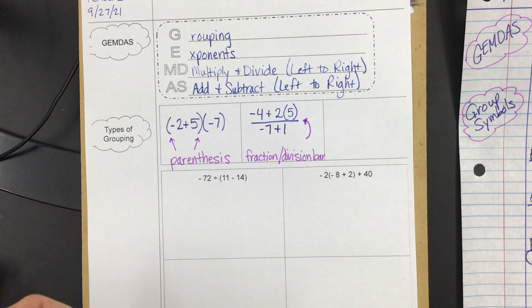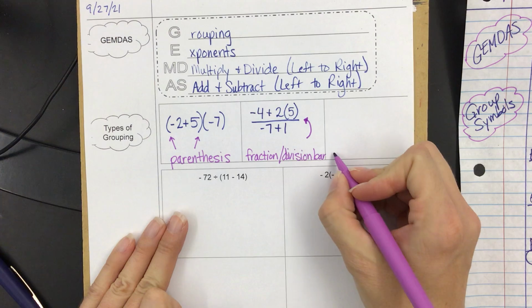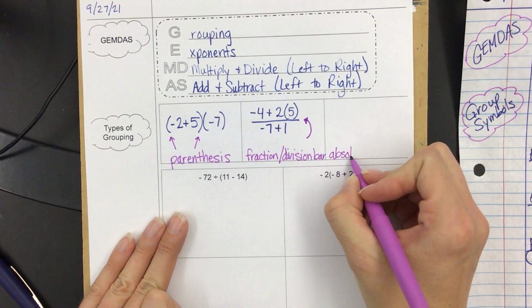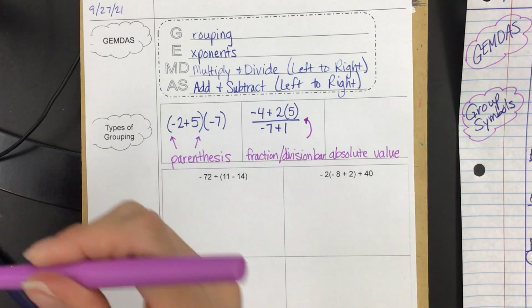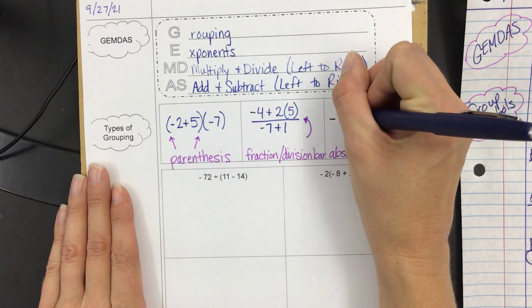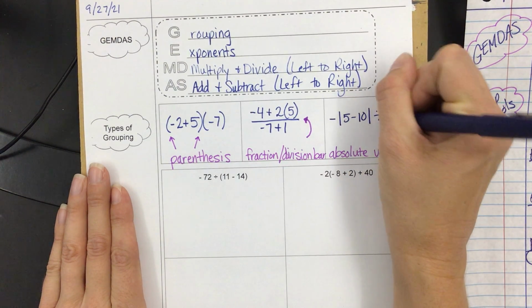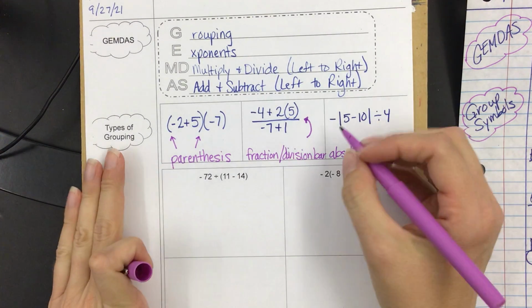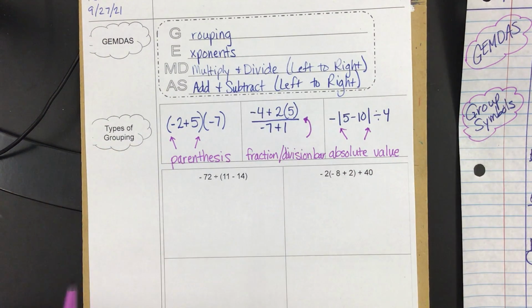Now, a lot less common type of grouping would be absolute value symbols. I really don't use this very often, but I wanted you to be aware that that is a type of grouping symbol. Okay. So if there are absolute value symbols around an operation, that is also considered a grouping. Okay.